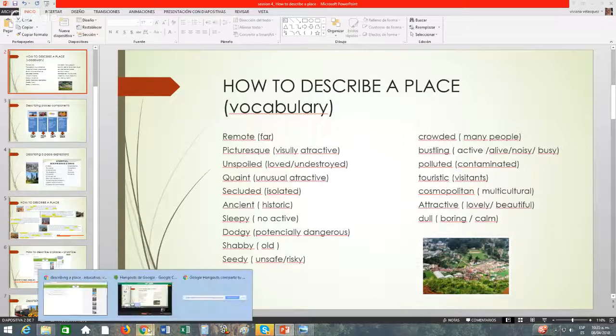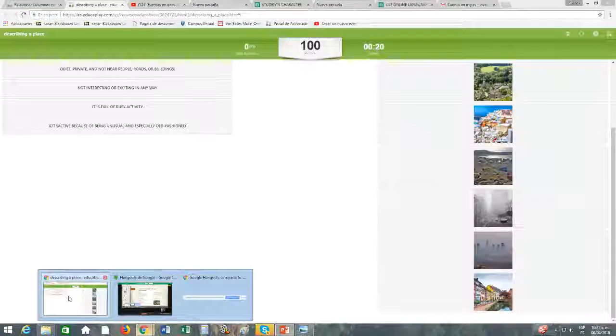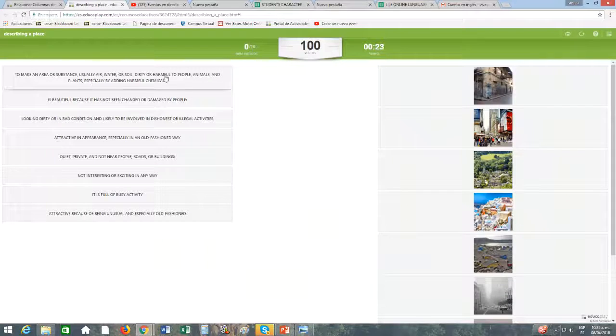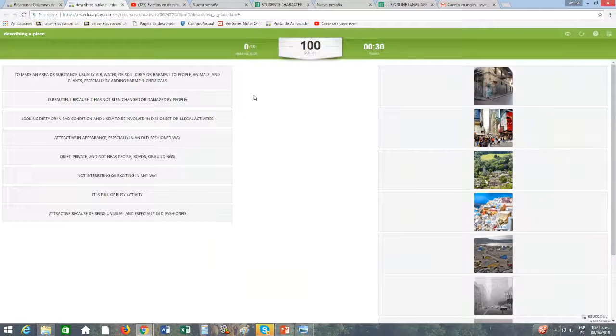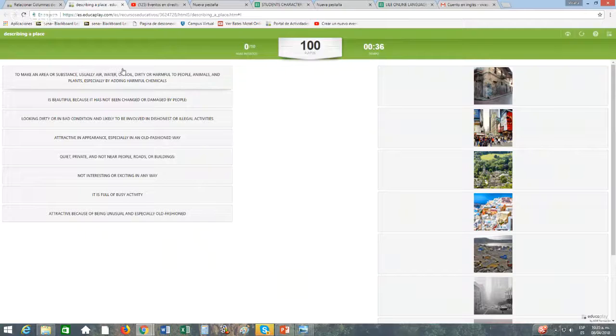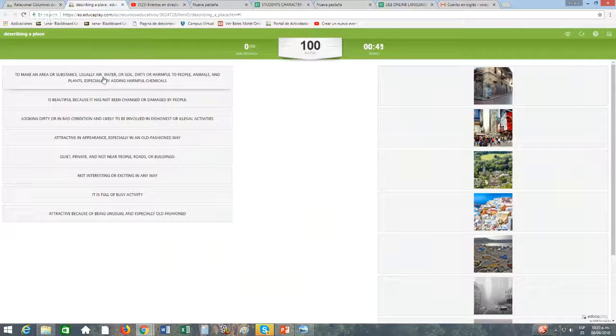Good. So I will read the definition for you and you tell me what image you think it is referring to. Good? Yes, teacher, but I can see the words. Yes. Okay, I will read it slowly so you can understand the idea and you can tell me what the matching image is, right?